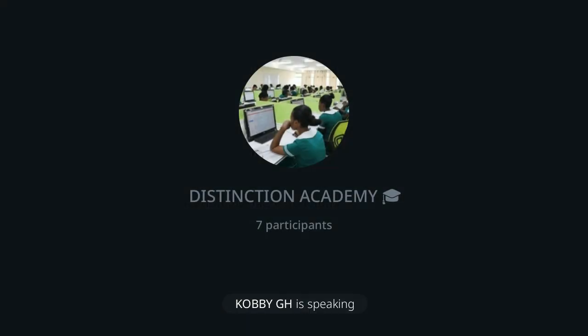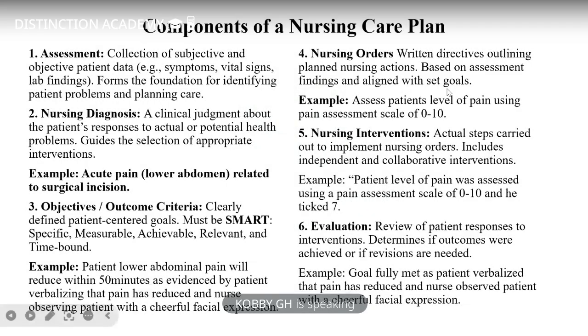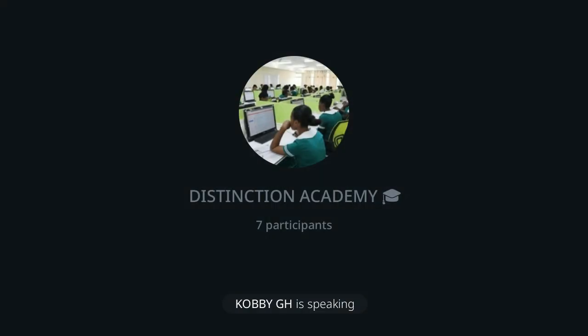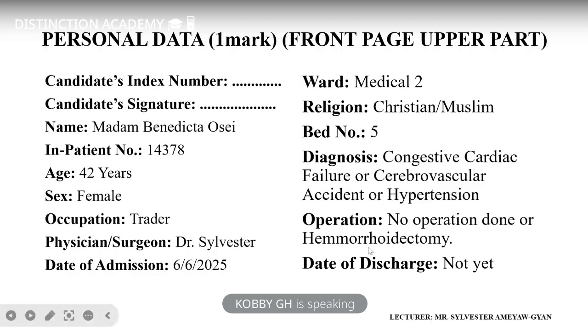Now, the components of the nursing care plan. These are the various components that you see on a nursing care plan. We have an aspect of the nursing care plan purposely for assessment. Especially the front page of the care plan here, this area, like the personal data. All the things that you are writing there are just for the purpose of assessment. So the name of the patient, the inpatient number, the age of the patient, the past medical history, the present medical history, the laboratory investigations, the diagnosis of the patient, all these things are under assessment.